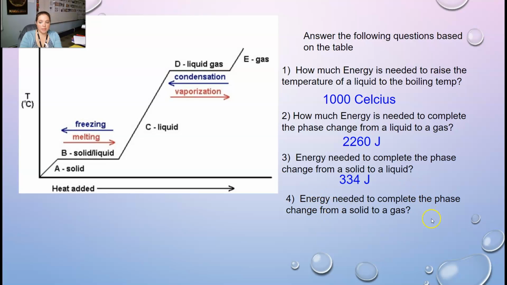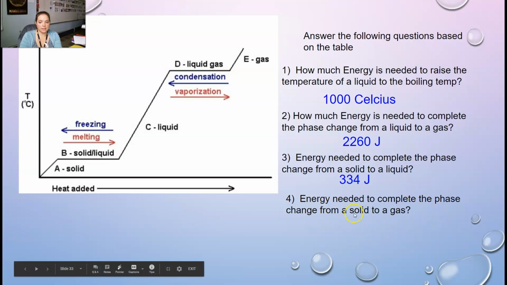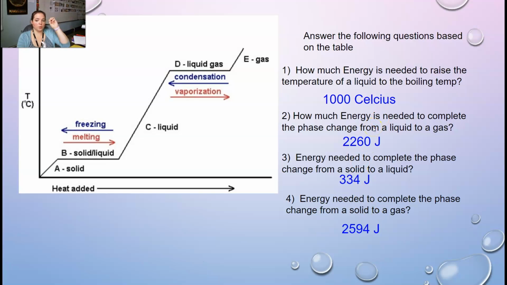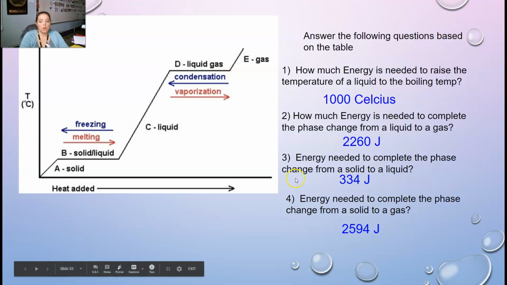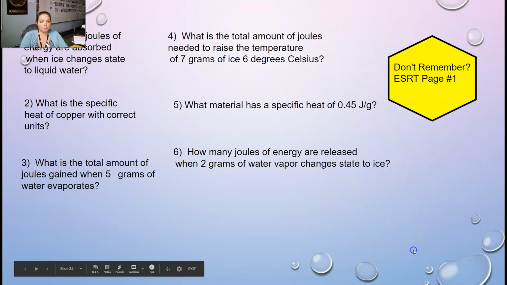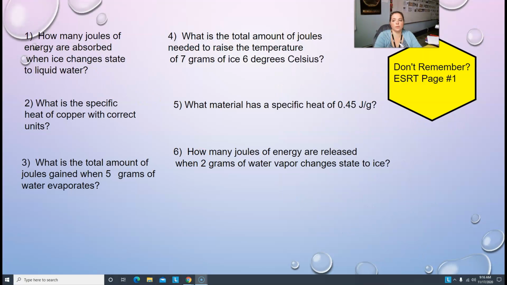Energy needed to complete the phase change from a solid to a gas. Now, how do you do that? It is going to take this plus this to equal this. So you need the energy that it needs to do the phase change from a solid to a liquid, then liquid to a gas. You add those two together, and it gives you the complete phase change. All right, we're going to go a little bit further.